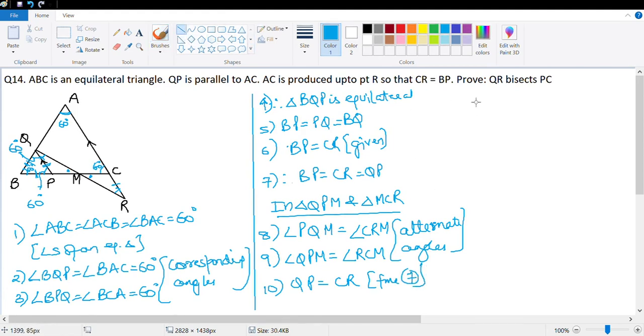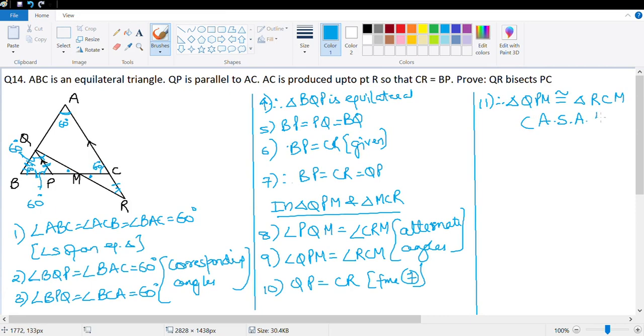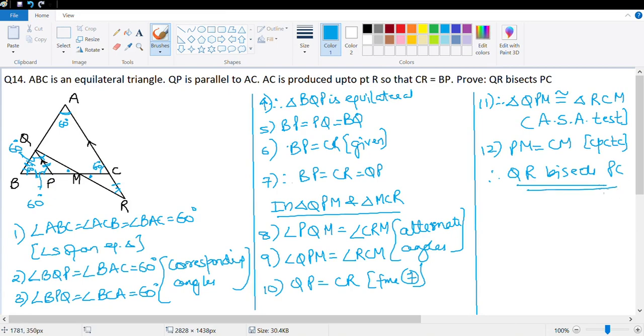What this will help us is that this will help us prove these two triangles are congruent. So therefore triangle QPM is congruent to triangle RCM. Reason is angle side angle test. What this gives us is PM is equal to CM. So PM and CM are equal, which means QR is bisecting PC. The reason for this is CPCTC. Therefore, QR bisects PC. Perfect. Let's look at the next question.